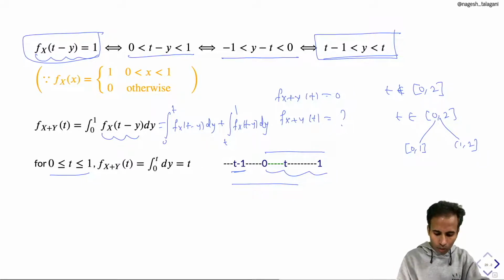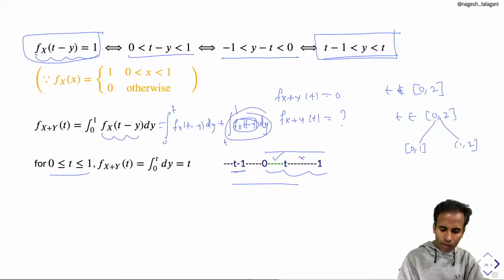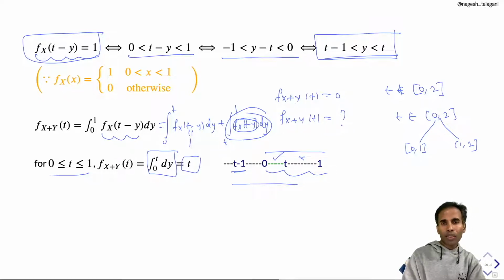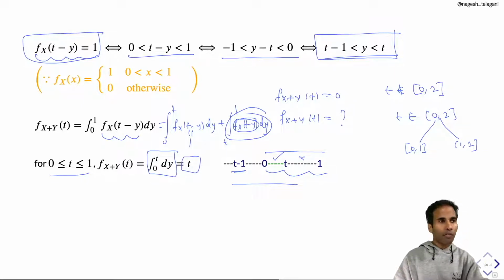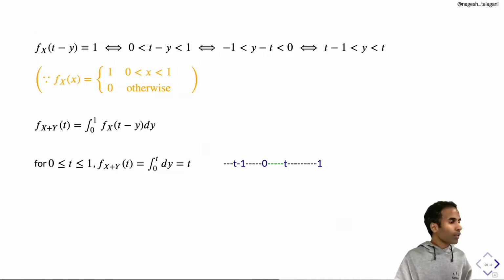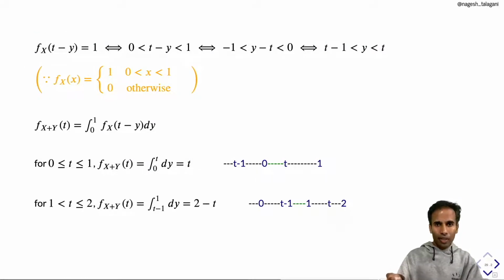Okay, so from 0 to t, this green portion, the integrand is going to be 1. From t to 1, this black portion, it will be 0. So here the integrand is going to be 0, so the whole integral will be 0. And from 0 to t, the integrand value is 1, so that's why we end up integrating the integral from 0 to t of dy, and we get t. So for 0 ≤ t ≤ 1, f_{X+Y}(t) has value t.